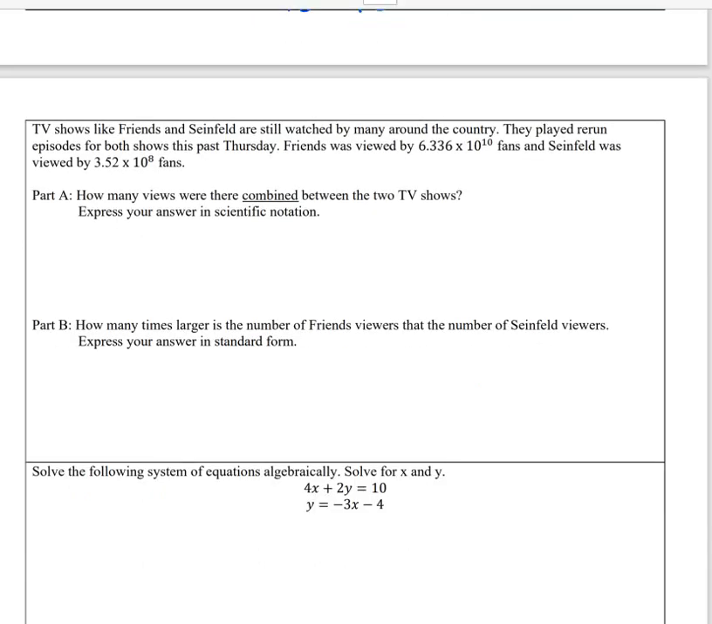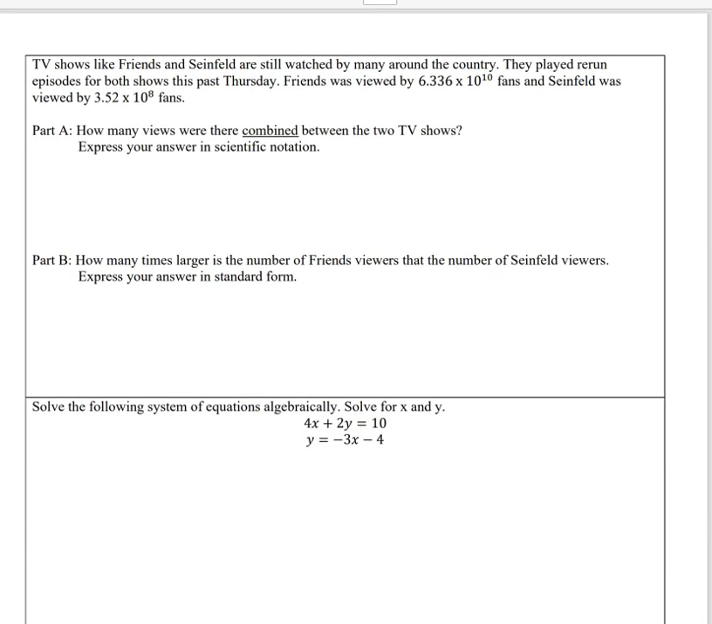So for this next question, it says TV shows like Friends and Seinfeld are still watched by many around the country. They played rerun episodes for both shows this past Thursday. Friends was viewed by 6.336 times 10 to the 10th fans, while Seinfeld was viewed by 3.52 times 10 to the 8th fans. So we already know that Friends had more because the exponent is larger than Seinfeld's.